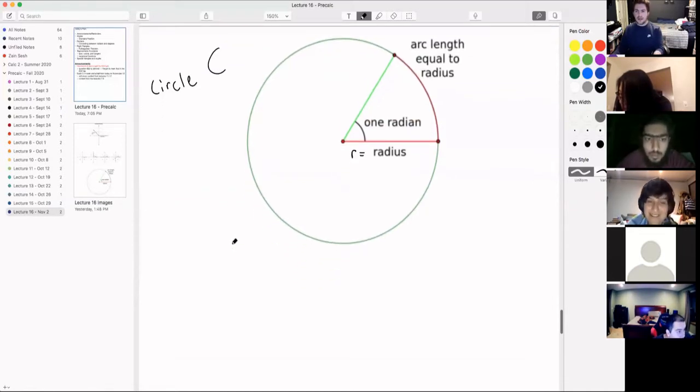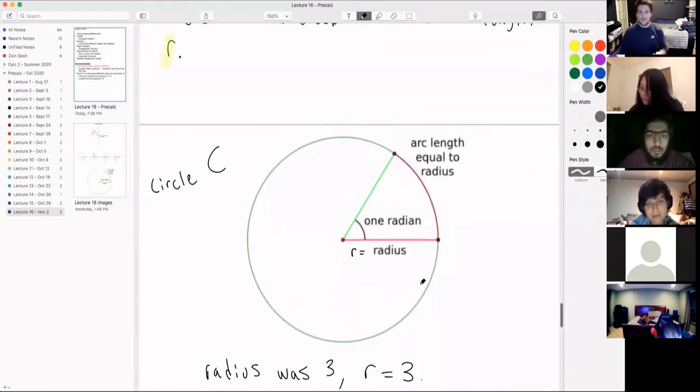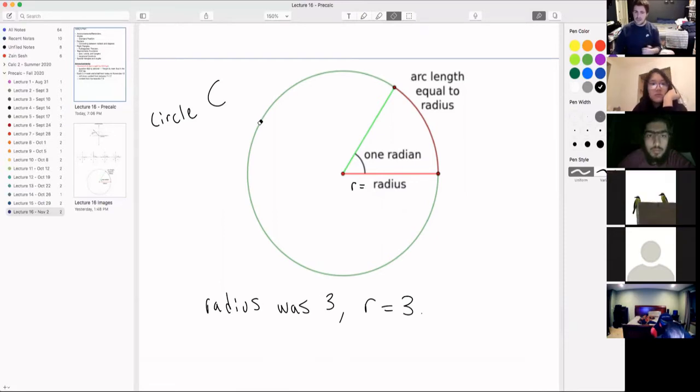So just very quickly, if the radius of a circle was 3, then r would be a variable that equals 3. That's what I meant. Let r be the radius. So it's a variable. This is not super important. You don't need to know precisely what a radian is, but I remember I went through all of high school not really knowing the definition of a radian. So I think it's just important to know what it is.